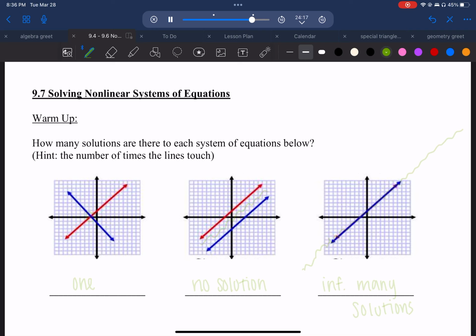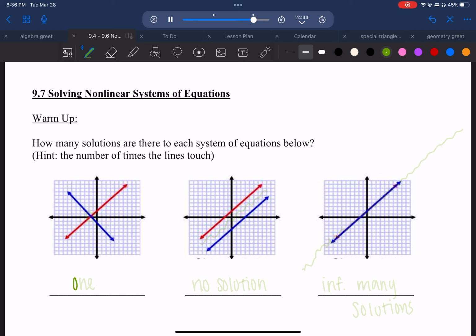And it says for the warm-up, we want to look at how many solutions each system of equations has. And this is just the linear system of equations, and a hint to take is it's the number of times the lines touch. So go ahead and pause me and take a guess at what you think these are.